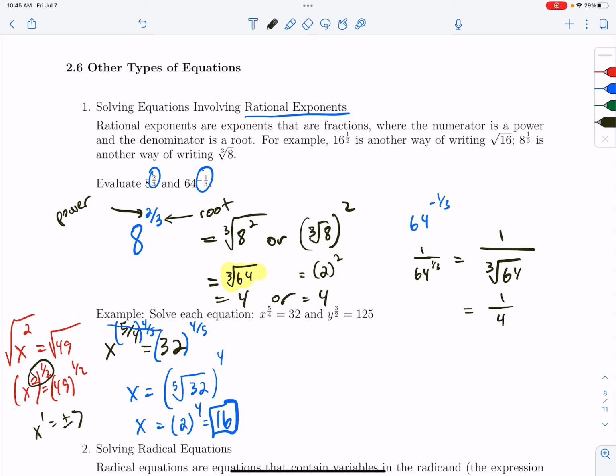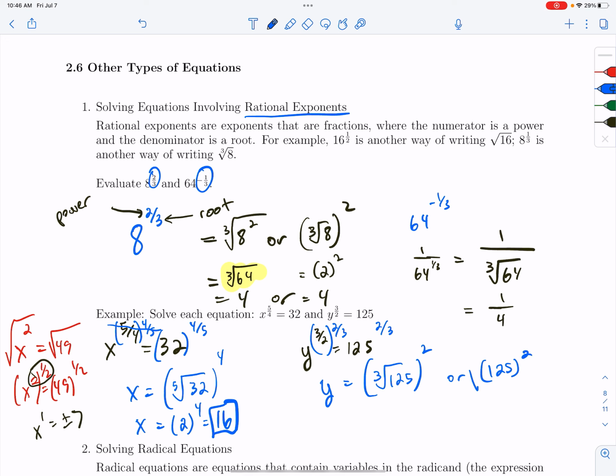The second one, we have y to the 3/2 power equals 125. Again, I'm going to raise this to the 2/3 power, so I'm going to raise that to the reciprocal. On the left-hand side, those exponents multiply out to 1, so I get y to the first is equal to cube root of 125 squared. Similarly, I could have done 125 squared, squared, and then cube rooted.